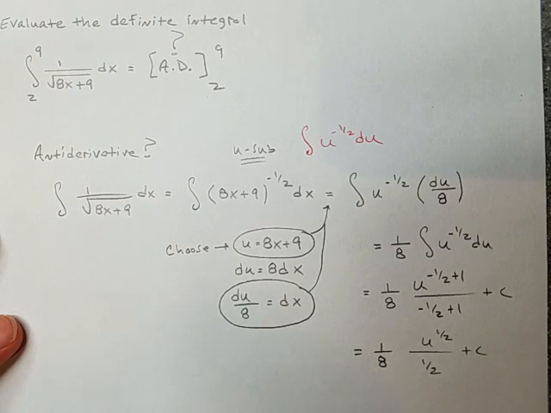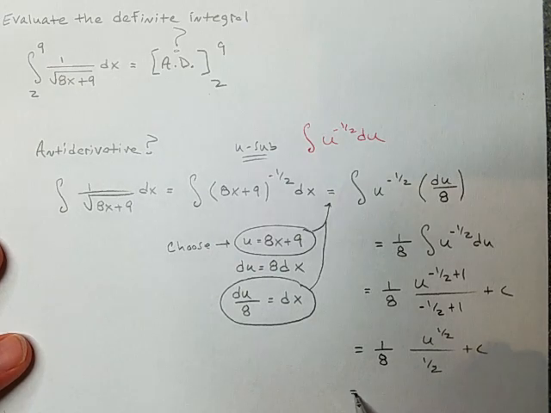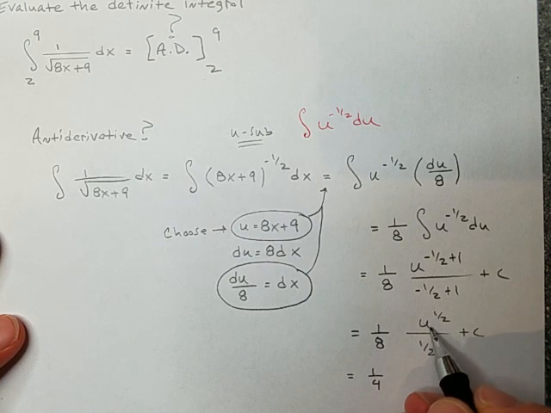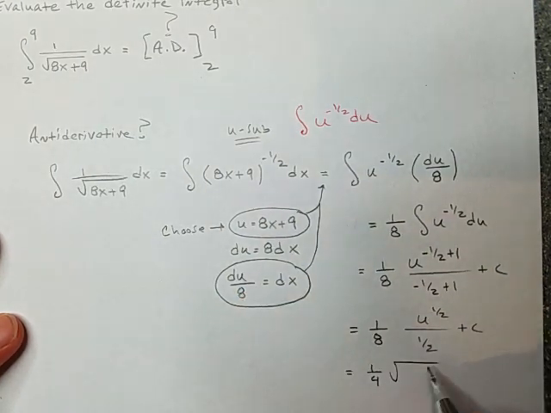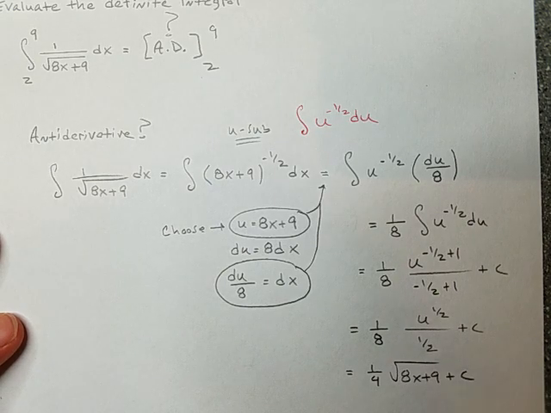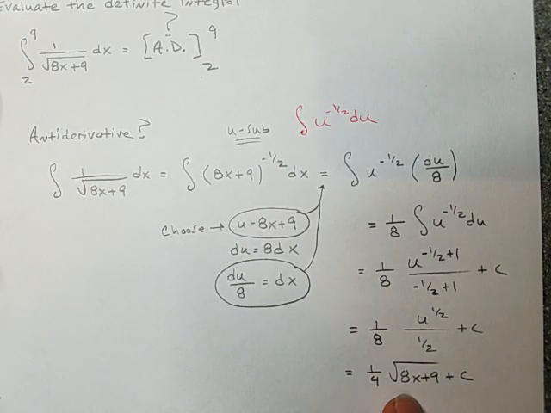So two things. This is 1/8 times 2. When I divide by 1/2, that's the same thing as multiplying by 2 over 1. So if I take 1/8 times 2, that's 1/4. Okay? And this is root u. All right, u is 8x plus 9, plus c. Okay? There's my antiderivative. All right, that's what I needed.